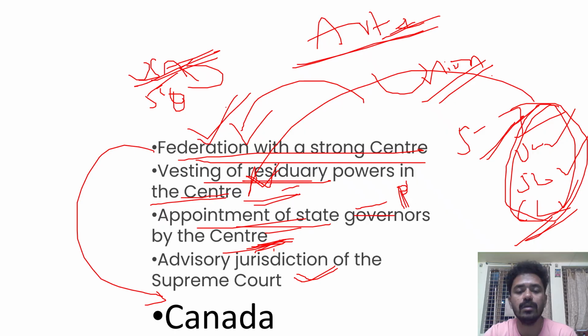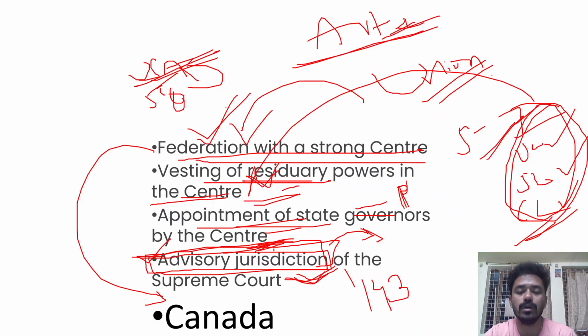The Supreme Court has four kinds of jurisdictions. Among them, advisory jurisdiction is one. Advisory jurisdiction means if the government or the president wants anything to be reviewed by the Supreme Court, or the president seeks the advice of the Supreme Court, the Supreme Court has advisory jurisdiction. The article dealing with advisory jurisdiction is article 143. These are things borrowed from the Canadian Constitution.